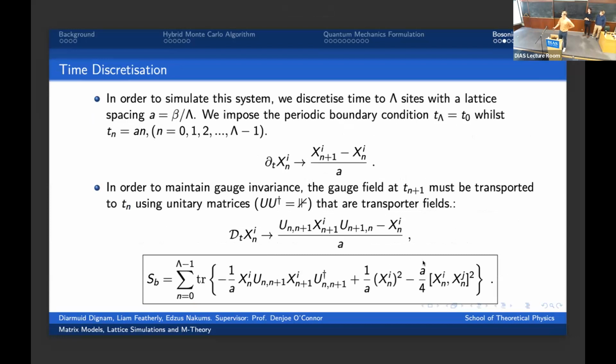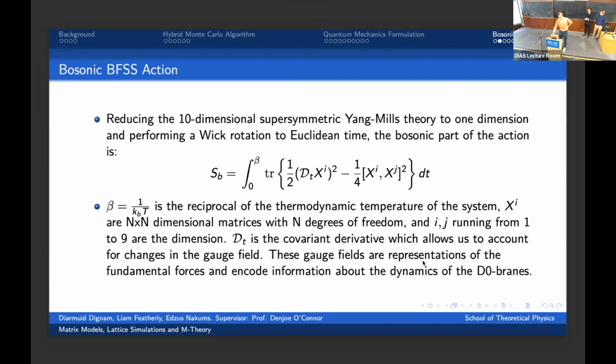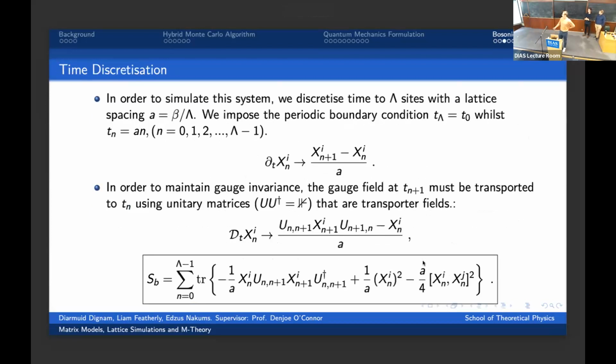So I'm going to look more at that covariant derivative, because the aim is to take that integral and transform that into something that we can actually write an algorithm with. So we discretize time to lambda sites with the spacing given by a equal to beta over lambda. And we impose a periodic boundary condition that the initial point has the same conditions as the final point. And then looking at the time derivative part of the covariant derivative, we have this, which is just a definition of the derivative. But then to maintain gauge invariance, we want to actually transport the field at the next point back to the current point on the lattice. And we use unitary transformations for that, these unitary matrices here. And then we have the full covariant derivative.